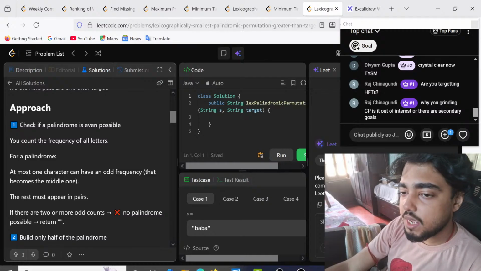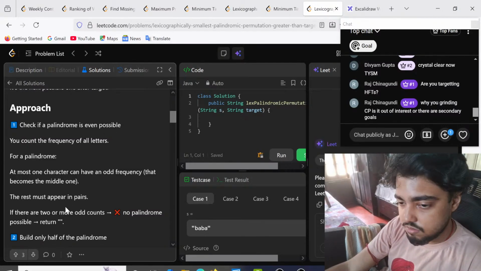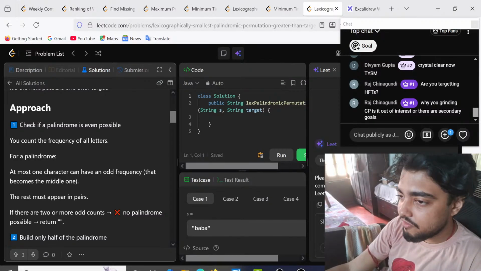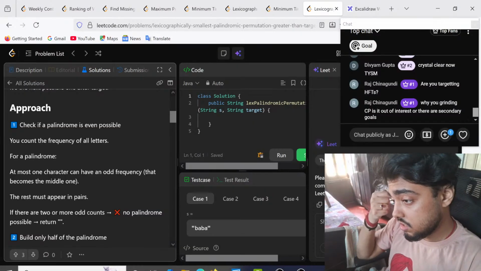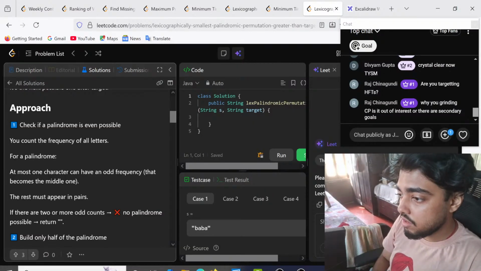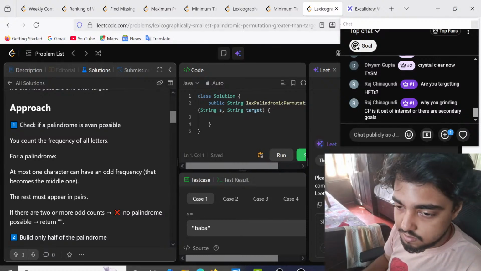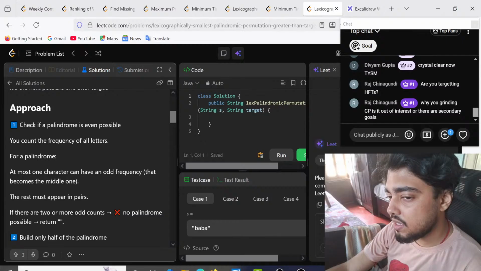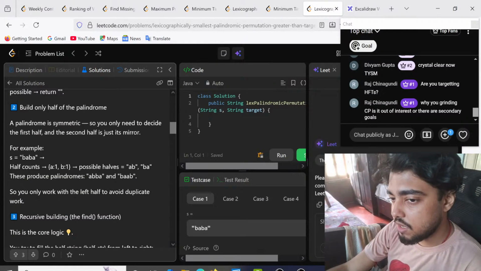Number one, check if a palindrome is even possible. If it's not possible, return this. You know how to check it. You can have a frequency array, and you can allow at most one element to have an odd frequency. Other elements will be even. So at most one element can have odd frequency. This part is very clear. Okay, let's go to the next one.